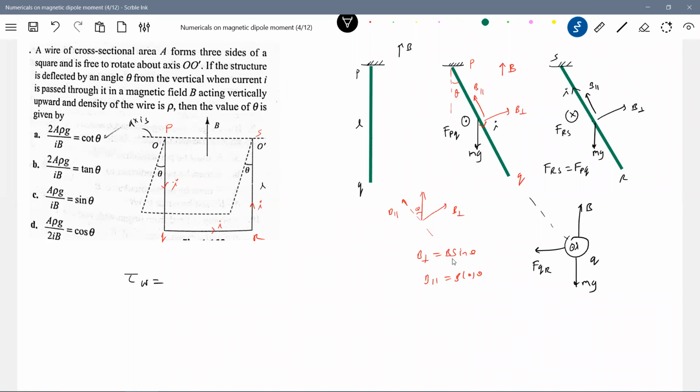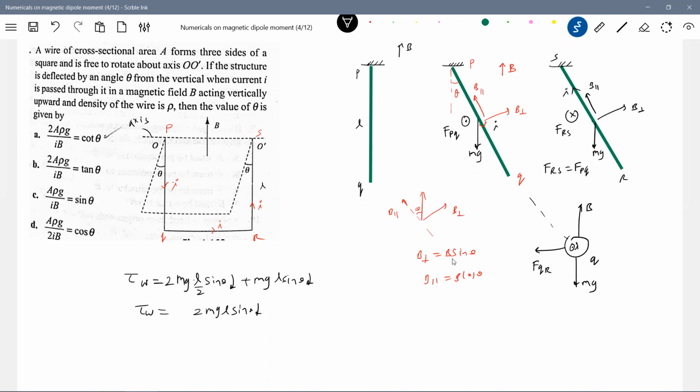What all I should write? mg, length we'll take to be L, mg L by 2, mg L by 2 sine theta, 2 times of that, plus mg into L sine theta. Okay, the 2 gets cancelled, so this will become 2 mg L sine theta.